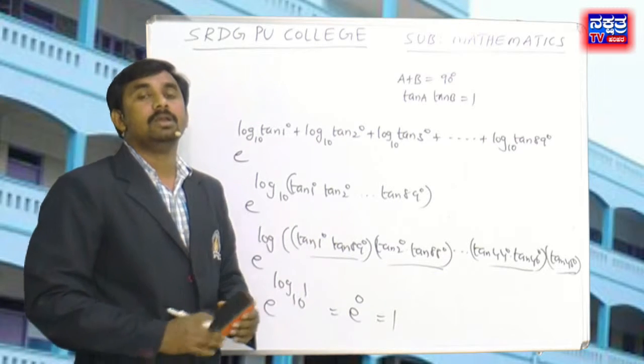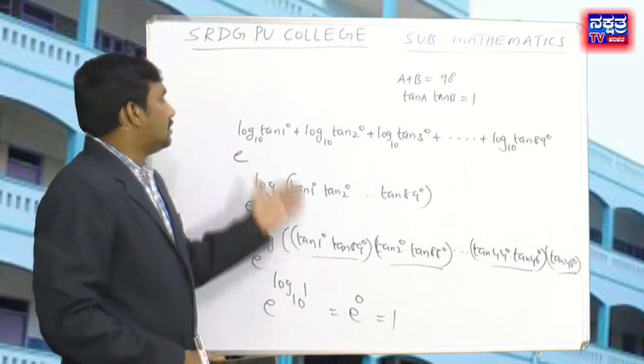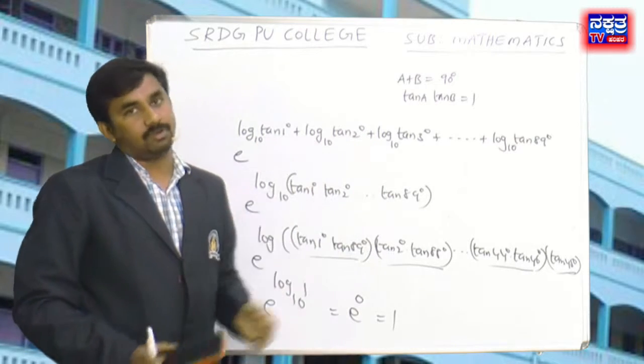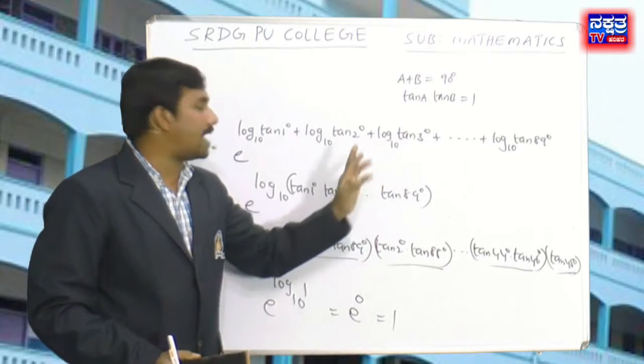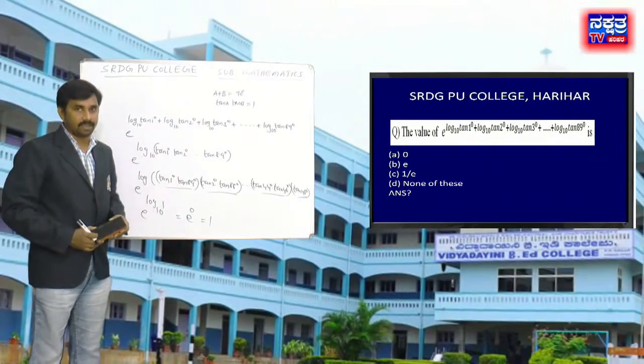This is the answer. There are options. D option, we can take none of these. So here, a multi-conceptual question, logarithmic formula and trigonometric identities, that also we applied here.